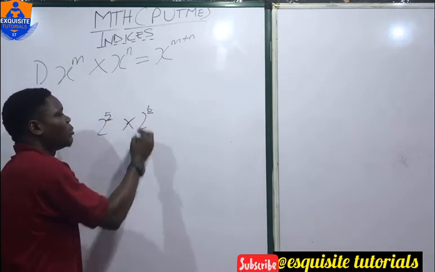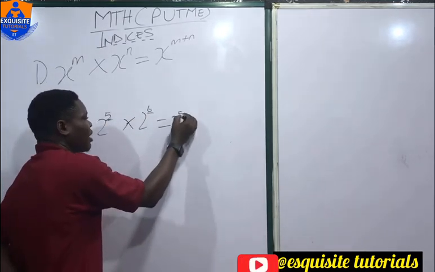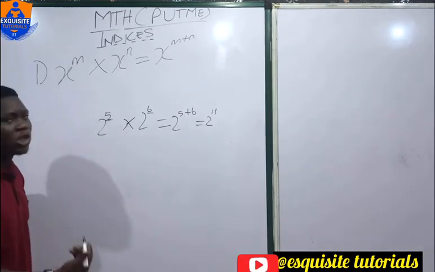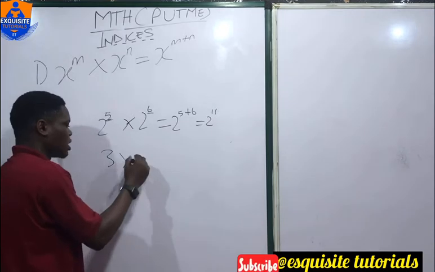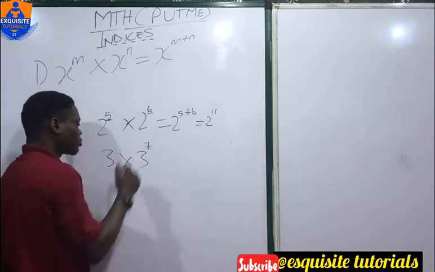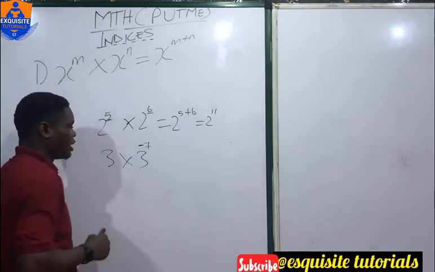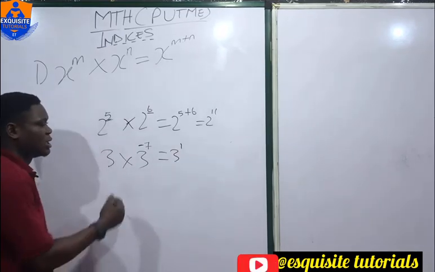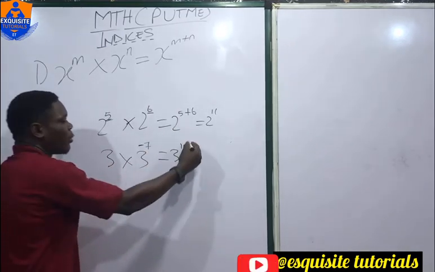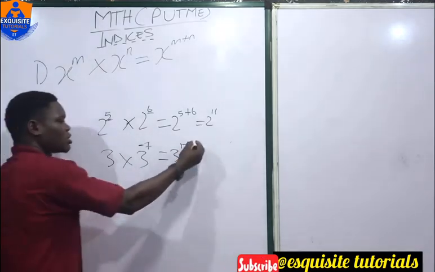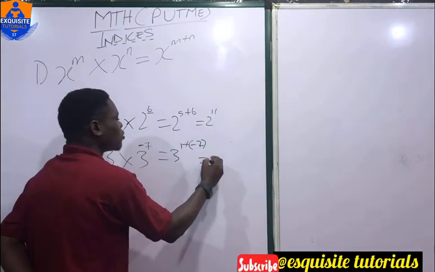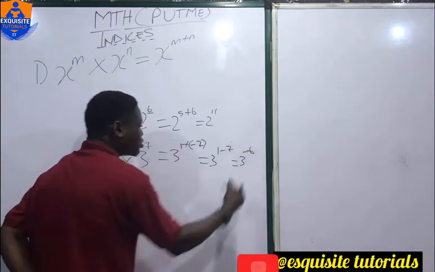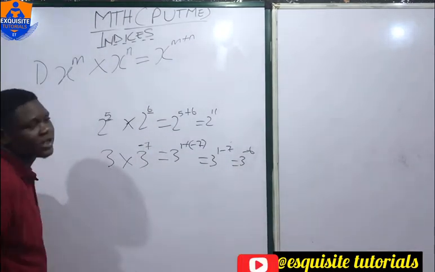You add the powers. So you have 2 raised to the power 5 plus 6, which is 2 raised to the power 11. It could be 3 times 2 times 3 raised to the power 7, or let me use a minus sign here. This is 3 raised to the power 1, so you have 3 raised to the power 1. Because you are multiplying, you add powers, plus minus 7. So this becomes 3 raised to the power 1 minus 7, which is 3 raised to the power minus 6. So this is what the first law does.